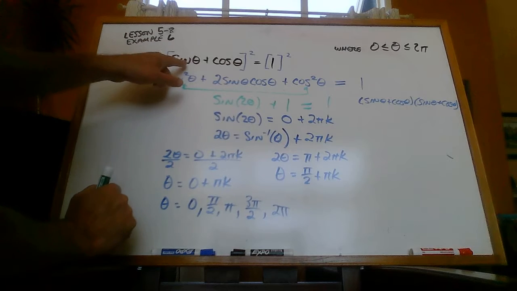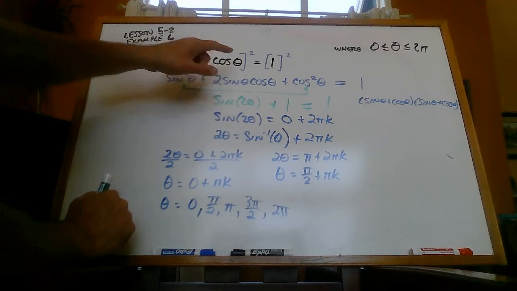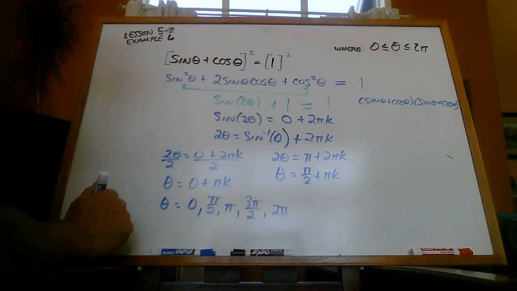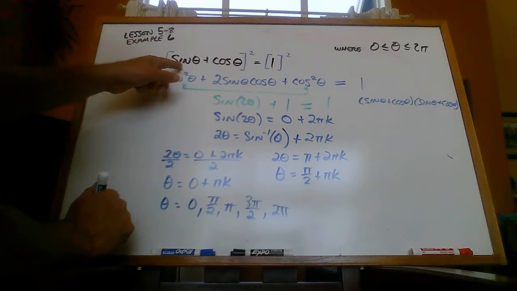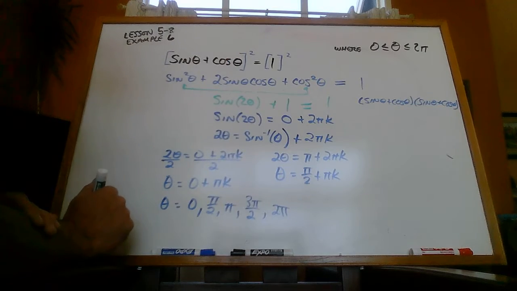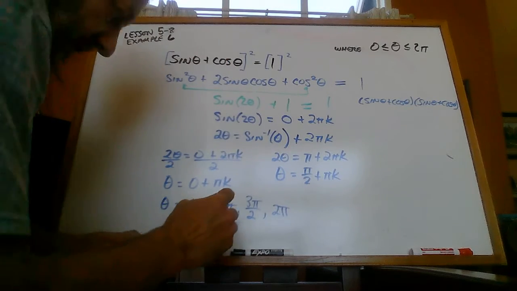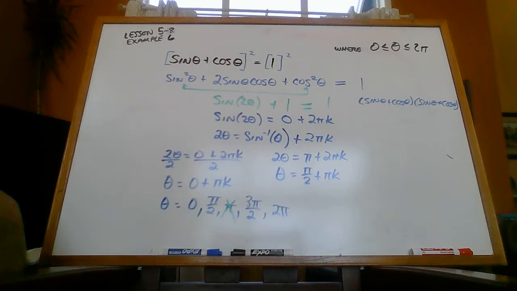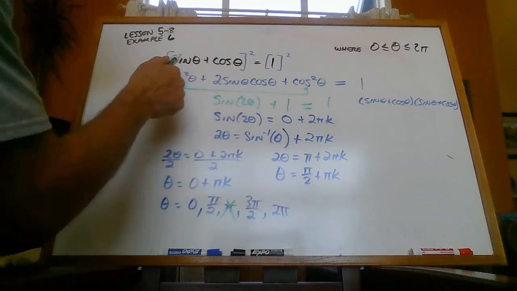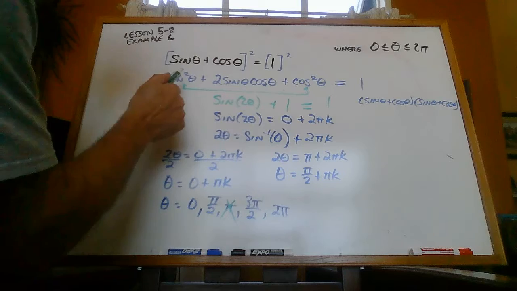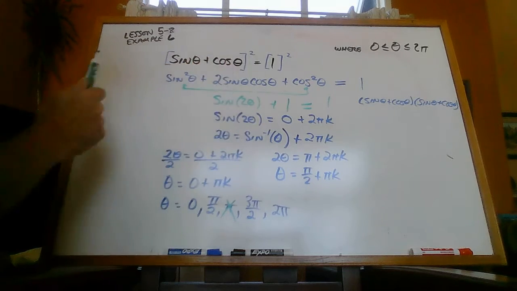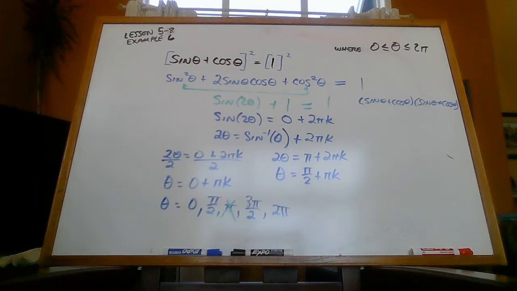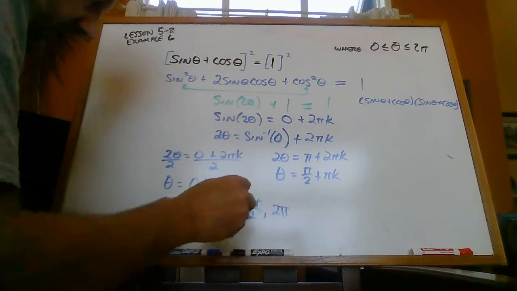Now let's look at pi. If I plug pi into these, sine of pi is 0. Cosine of pi is negative 1. So 0 plus negative 1 is not equal to 1. This is not really an answer. It's extraneous. Okay, 3 pi over 2, if I plug that in here and here, I get negative 1 here plus 0 equals 1. And that's not true either. So this is also an extraneous answer.